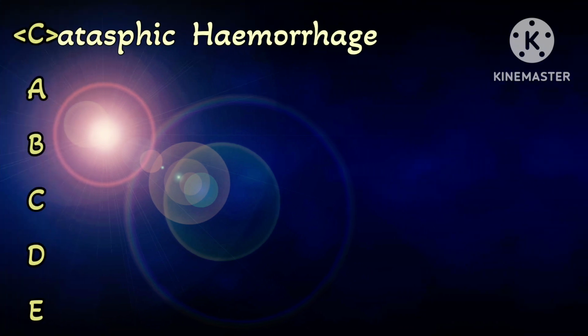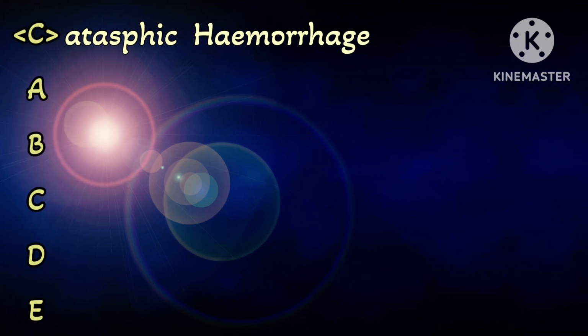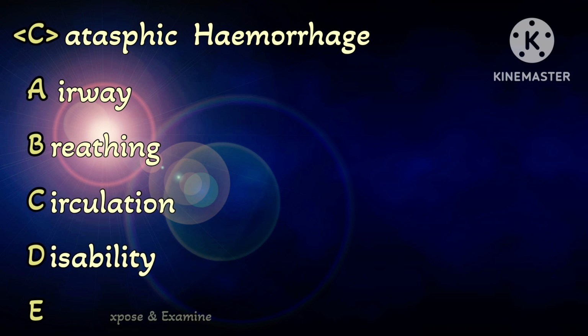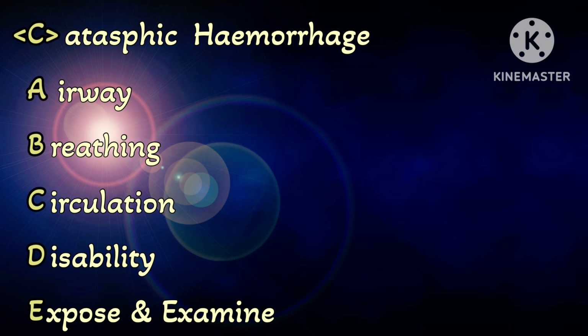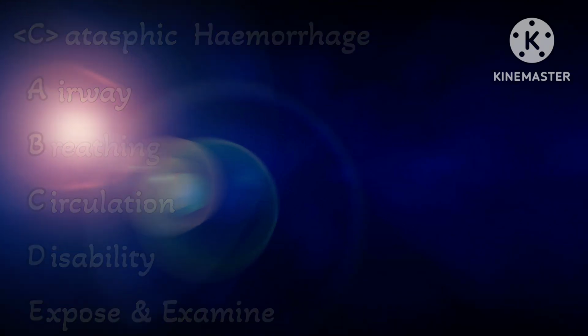Now we have the primary survey. C-A-B-C-D-E. Let's get into it. First one is catastrophic hemorrhage. Then we have airway. Then we have breathing, circulation, disability, and exposure and examine. This is all needed for the primary survey, which we're going to go through.